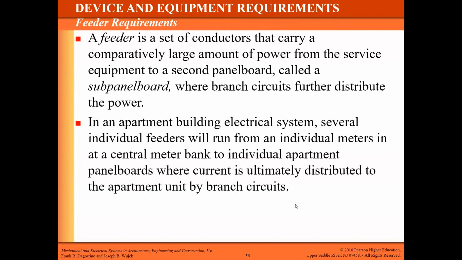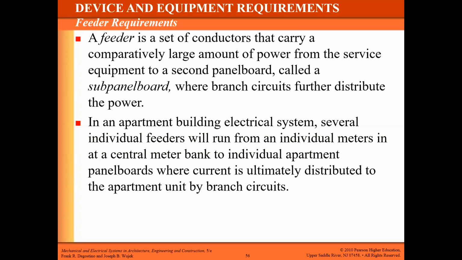When we have multiple panels and we're trying to divide up a large load into smaller pieces, we call that conductor a feeder. And it's a higher gauge cable, obviously. It's a very thick wire because it has to carry a lot of amperage. But we would run that from the service equipment, whatever that happens to be in the building, to a second panel board or sub panel, and the branch circuits are going to distribute the power from those sub panels to the individual outlets within that space.